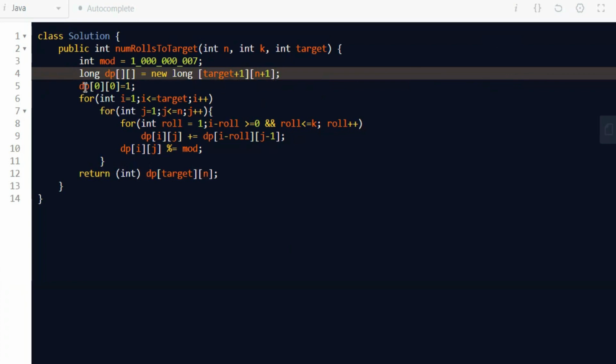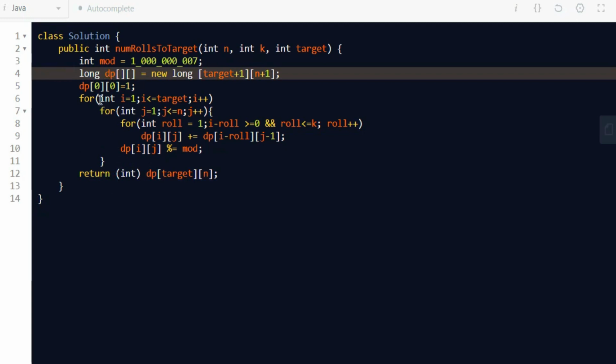The first thing is we are taking dp of 0, 0 as 1. Why? dp of 0, 0 is the base case. What it means is, we have 0 dice and need to reach a target of 0. Then how many ways can you do that? If you have 0 dice and need to reach a target of 0, you can reach it with one case only. So that's what dp of 0, 0 represents, and that's the base case for us.